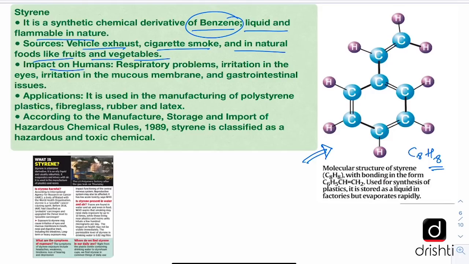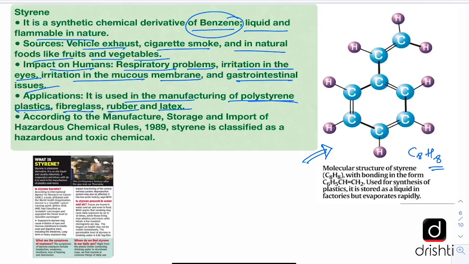Now what is its impact on humans? So it can lead to respiratory problems, irritation in the eyes, irritation in the mucous membrane, and gastrointestinal issues. It is used in the manufacturing of polystyrene plastics, fiberglass, rubber, and latex.